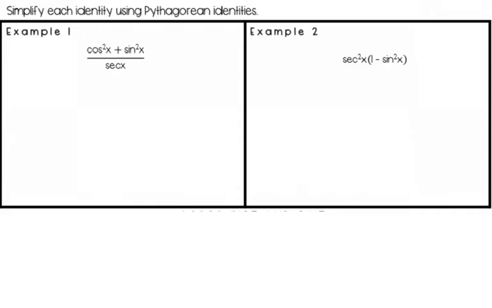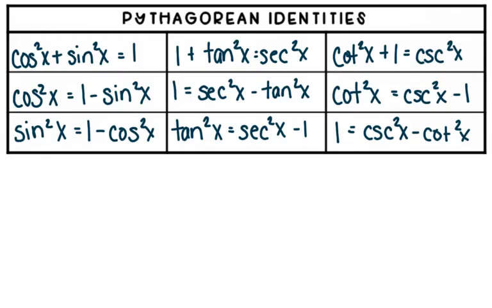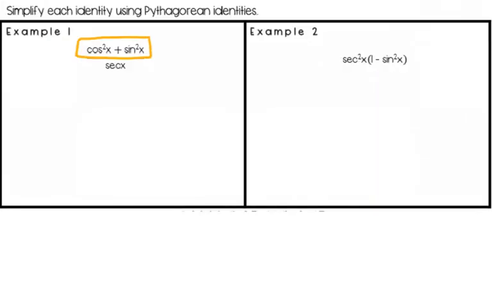Okay. So, simplify each identity using the Pythagorean identities. So, first thing I need you to understand is we have an identity that states something about this up here. So if you go back and look at that very first one. Cosine squared plus sine squared is equal to 1. So I can replace that whole stuff up top with the number 1.